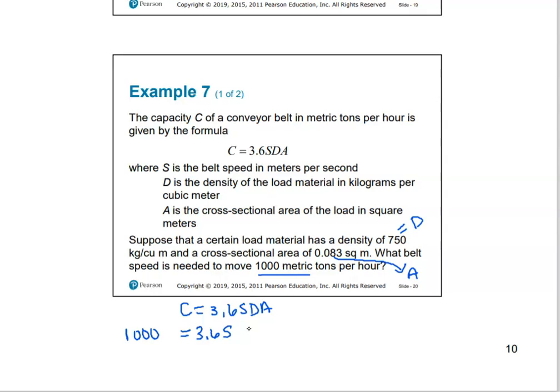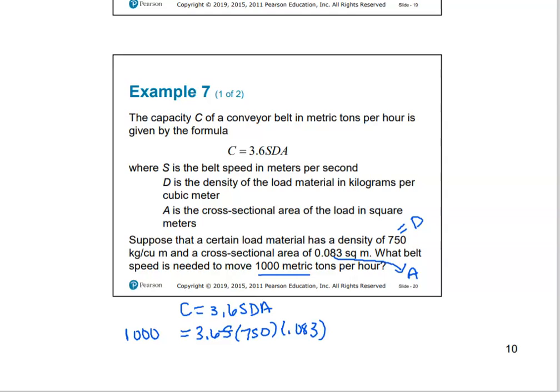And then times D, and they told us D is the density, which in this problem is 750, so times 750. I'm going to put this there to kind of separate this. I'm also going to put a line through this S so it doesn't look like a 5. And then times A in my formula would be the last thing that I need to do. And we know that A is our cross-sectional area of 0.083. Now, what I need to do is multiply 3.6 times 750 times 0.083.